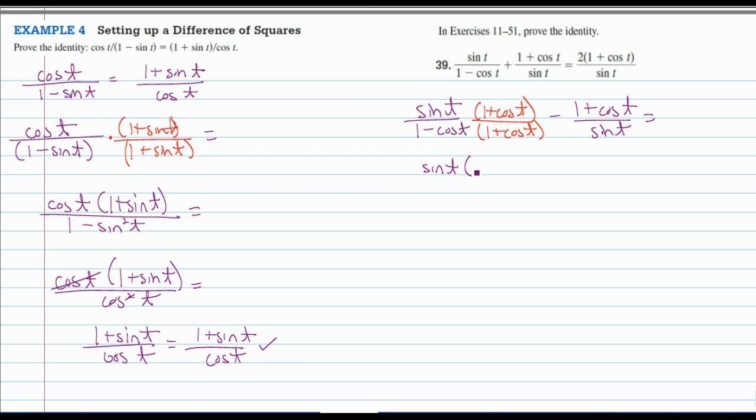On this first term, we have the sine of t. I'm not going to multiply this out yet. I probably will eventually, but right now I'm not. And then a denominator, 1 minus cosine squared of t, minus 1 plus cosine of t over sine of t. Now my denominator, 1 minus cosine squared of t, is sine squared.